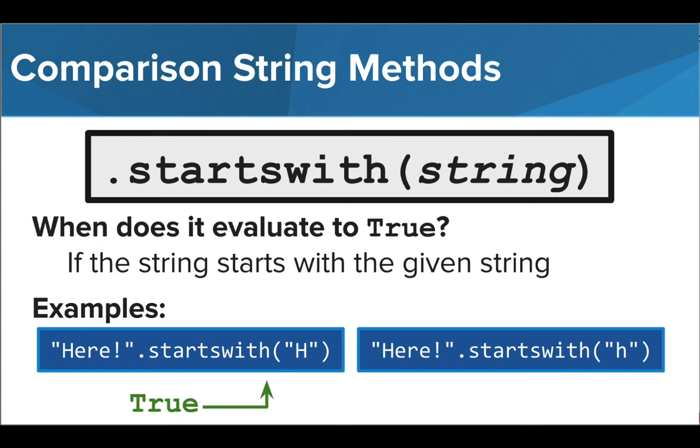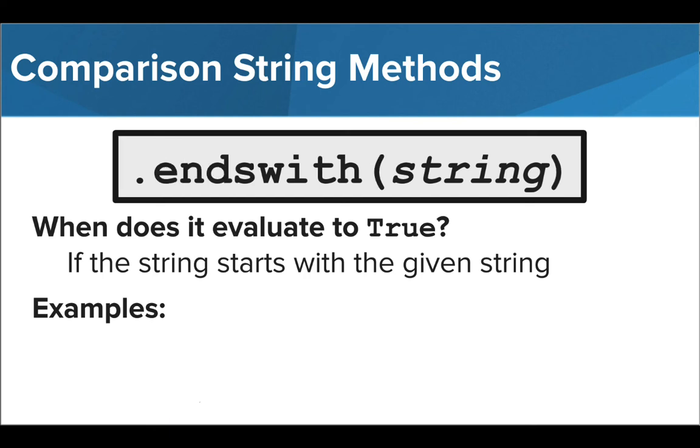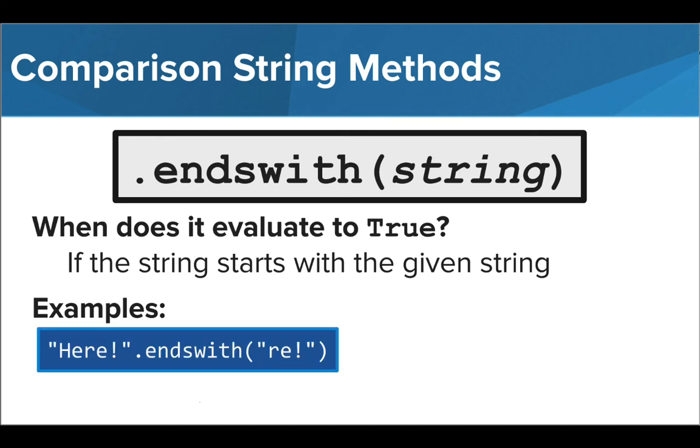What do you think will happen if we check if the same string starts with a lowercase h? This will evaluate to false because remember, upper and lowercase letters are treated as completely different values for comparison purposes. The endswith method works the same way, but checks the end of a string. If we run this comparison, what will it evaluate to? Note that now, instead of just checking one character, we are checking a string of 3 characters. Will this still work? Yes, this will evaluate to true.